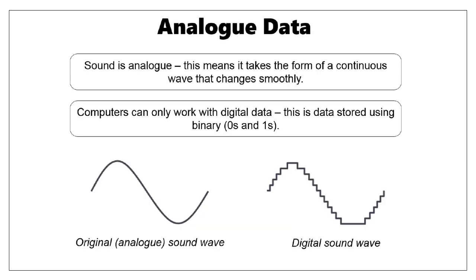What do analog and digital sound look like? So on the left we have an analog sound wave, which means it takes the form of a continuous wave that changes smoothly. But as we've spoken about before, computers can only work with digital data. That's ones and zeros. So a digital sound wave looks like a lot of steps, which is effectively what it is.